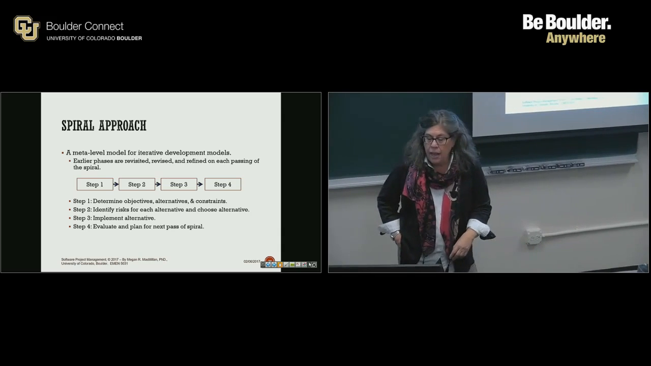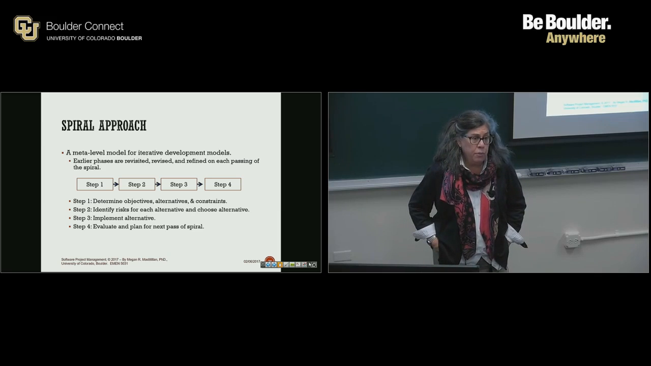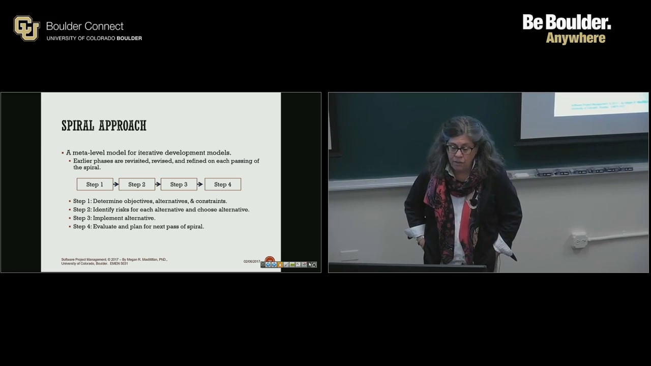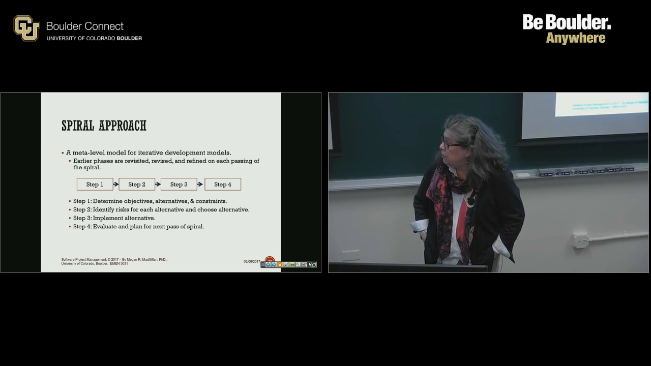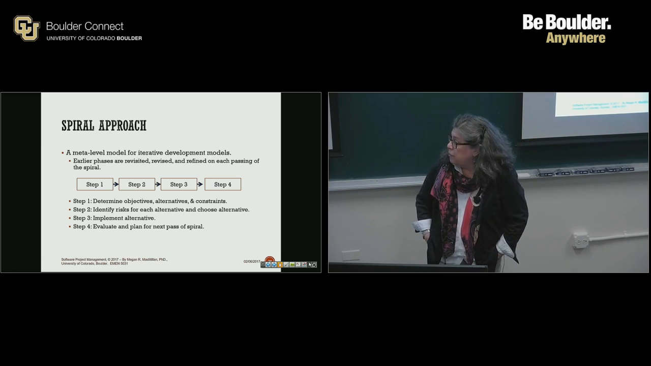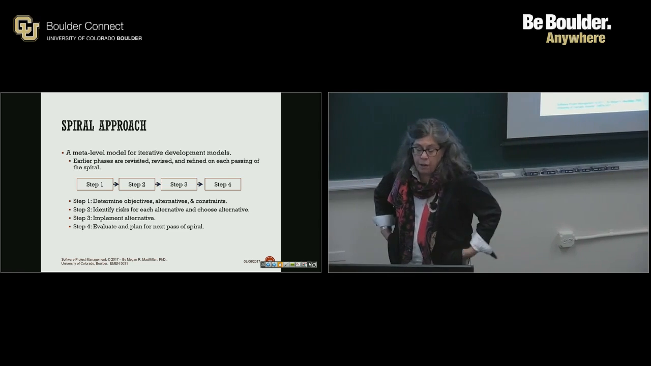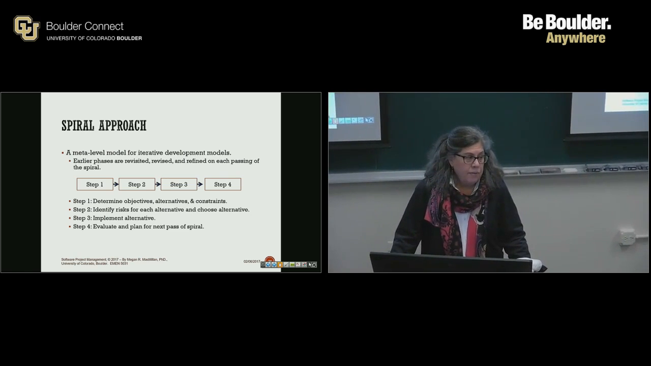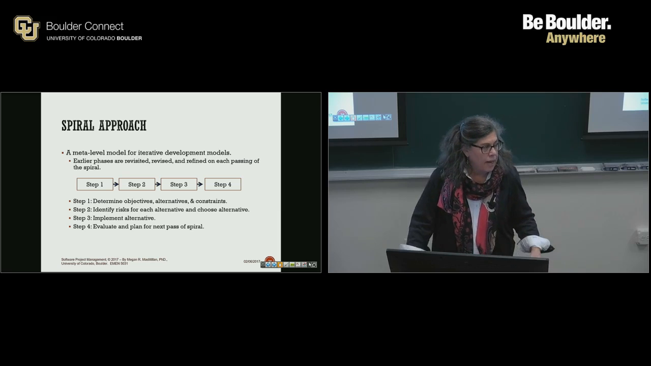In each spiral, you'll determine the objectives, alternatives, and constraints. You go through this process because it is for risk. It is to mitigate the risk. At step one, you determine what those objectives, alternatives, and constraints are, identify the risks, and then choose the alternative you're going to use. Implement it, and then evaluate it. Then you do that again until you get to the end project, the end product.